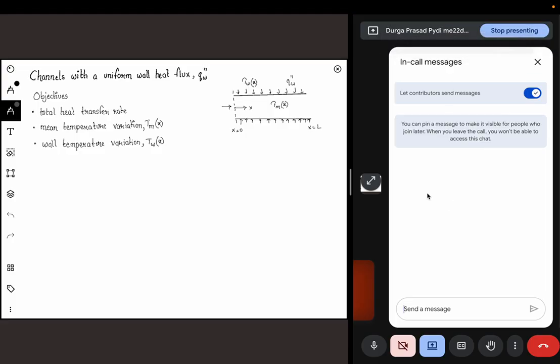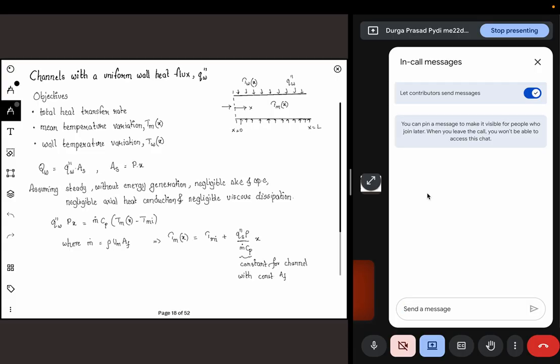The total heat transfer rate is a straightforward one. You know the heat flux, QW prime, and we are saying that it is constant. So how do I calculate the total heat transfer rate? You just multiply with the total area that is available. I am considering it as the total perimeter times whatever x you are considering. If it is here, then it will be the area up until here. Depending on where x is, this area keeps increasing and the total heat transfer rate will change accordingly.